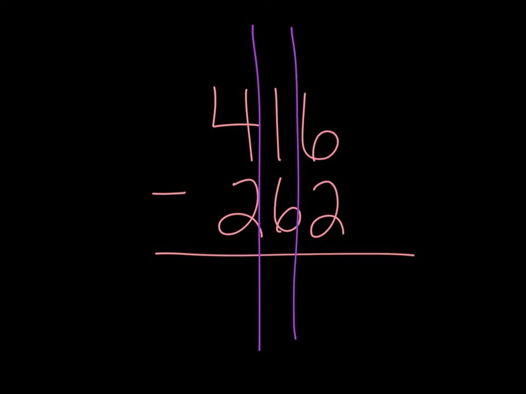So remember, I'm going to start on the right and I'm going to check to see if my bottom is bigger. Is 2 larger than 6? Nope. So I'm just going to subtract. It's an easy street. I'm just going to subtract. 6 minus 2 is 4.